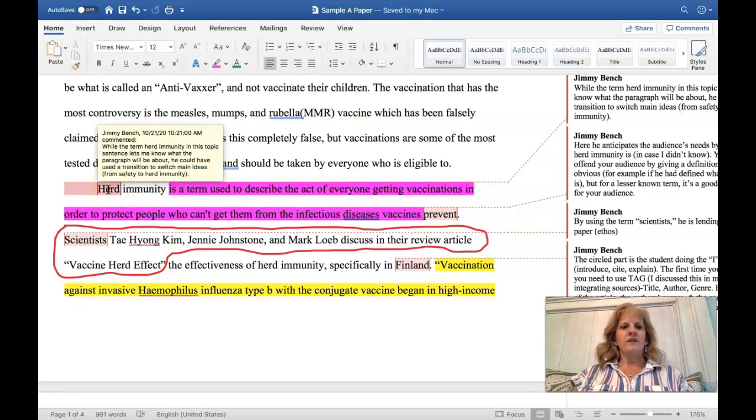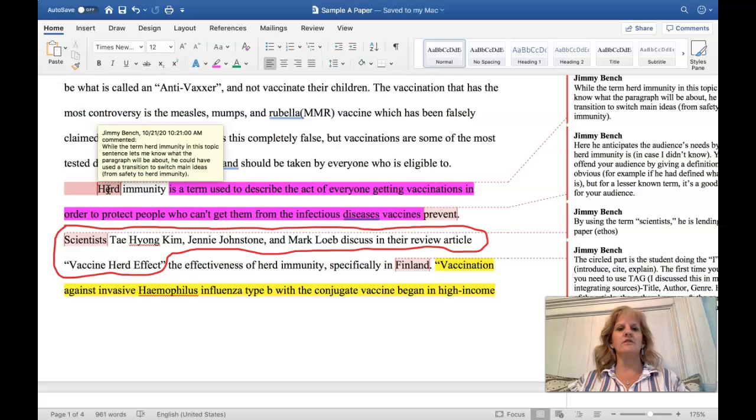All right, so here we have the phrase of herd immunity. So I have, while the term herd immunity in this topic sentence lets me know what the paragraph will be about, he could have used a transition, either a word or phrase, to switch main ideas. So remember, the previous paragraph was talking about safety of vaccines, and now he's switching to herd immunity. He could have had a transition here.